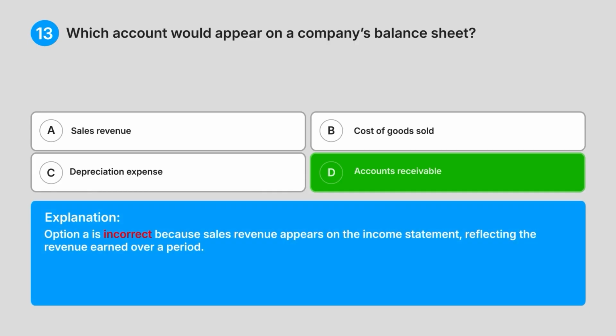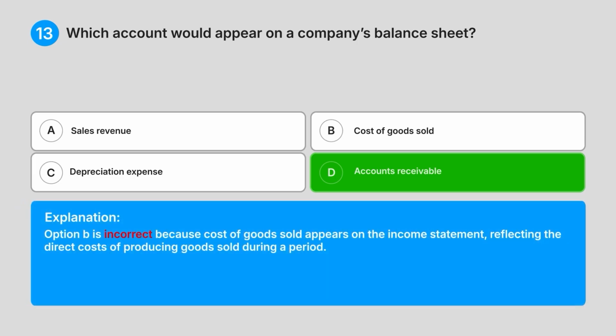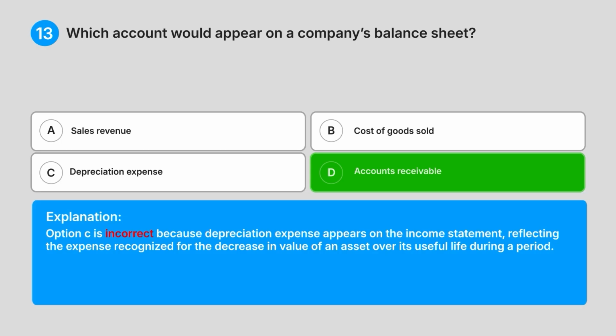Option A is incorrect because sales revenue appears on the income statement, reflecting the revenue earned over a period. Option B is incorrect because cost of goods sold appears on the income statement, reflecting the direct costs of producing goods sold during a period. Option C is incorrect because depreciation expense appears on the income statement, reflecting the expense recognised for the decrease in value of an asset over its useful life during a period.